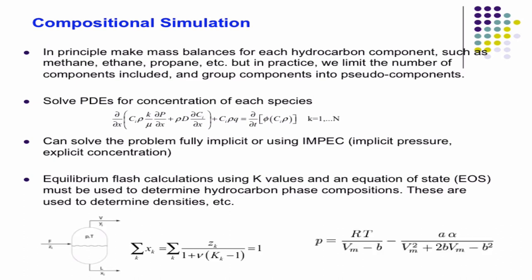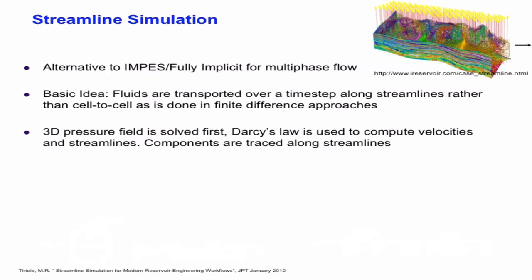And now you have to do flash calculations to determine, you know, for every component, like propane, it can be in the liquid or gas phase. So you have to do the flash calculations. You have to have an equation of state, right? This is all thermo stuff to be able to solve it, right?